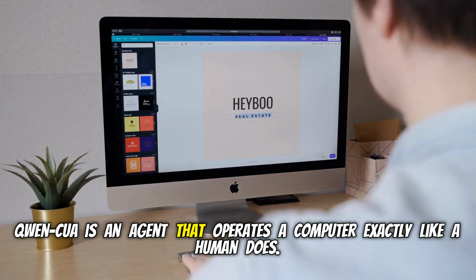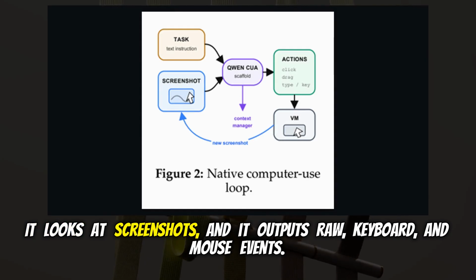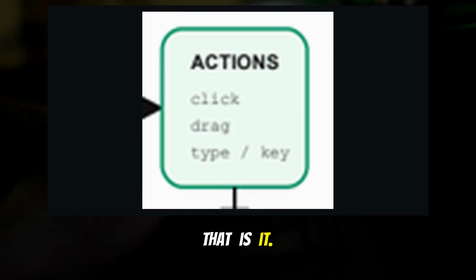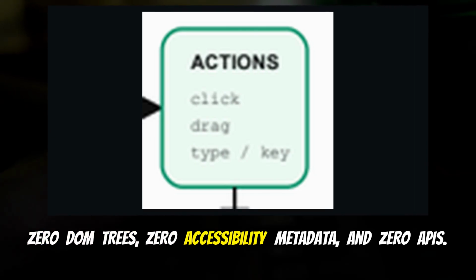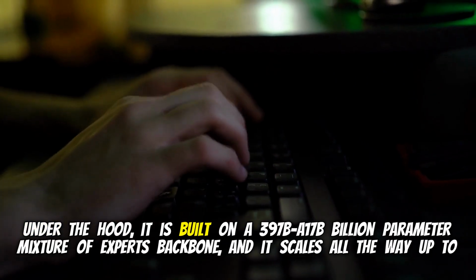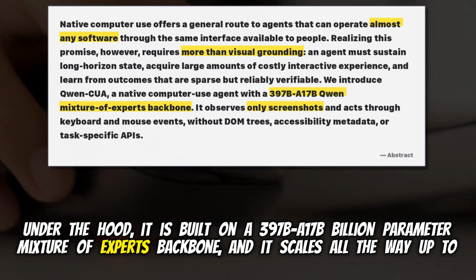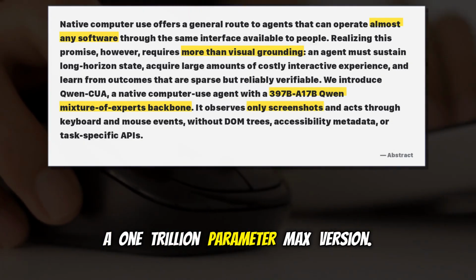Qwen-CUA is an agent that operates a computer exactly like a human does. It looks at screenshots, and it outputs raw keyboard and mouse events. That is it. Right, no hidden tricks. Exactly. Zero DOM trees, zero accessibility metadata, and zero APIs. Under the hood, it is built on a 397 billion parameter mixture of experts backbone, and it scales all the way up to a 1 trillion parameter max version.